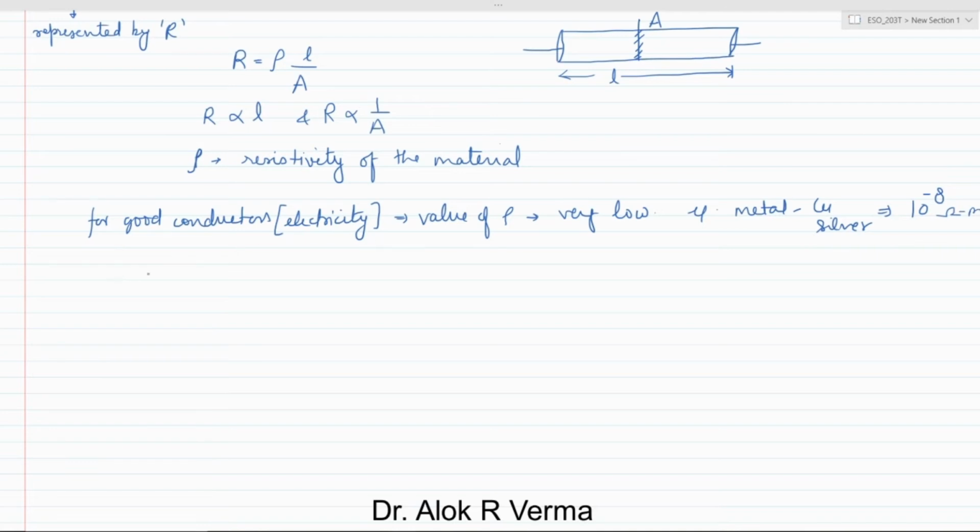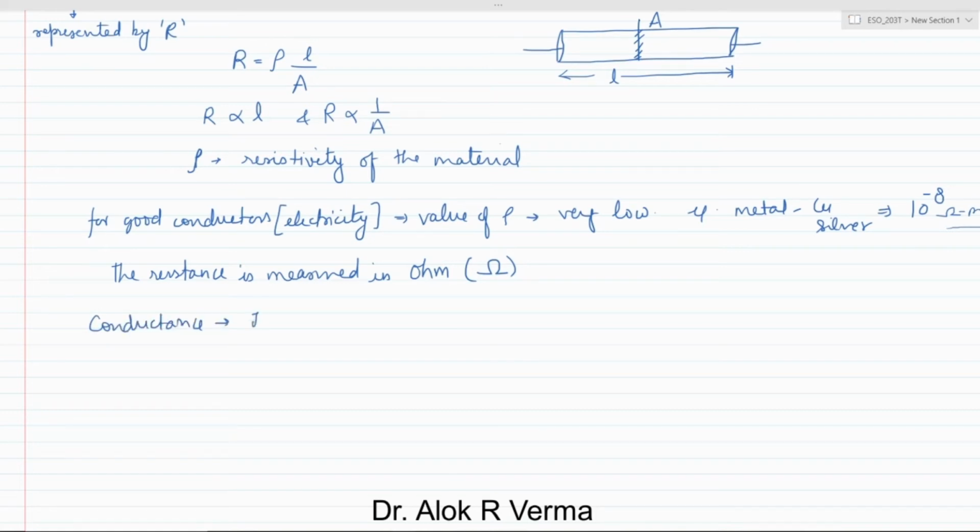So the resistance is measured in ohm, represented by omega. So the unit of resistivity: from here you can compute that L is in meters, A will be in meter square, so this is per meter, so rho goes to ohm meter, which is the unit mentioned here, ohm meter.